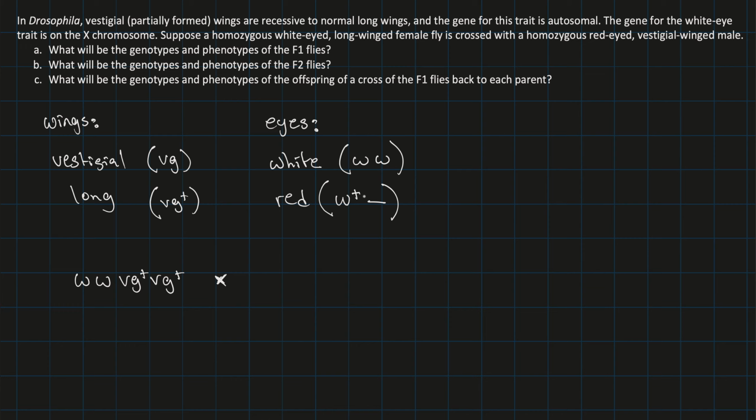Now, if you're a homozygous red-eyed male, you actually only have one allele for the dominant trait, the red eyes, because you have a Y chromosome. This is how we depict our Y chromosome. And we have vestigial wing, so it's just VG, without the plus. And we want to see what the genotype of the F1 flies are. And so let's start considering the genotype of the F1 flies.